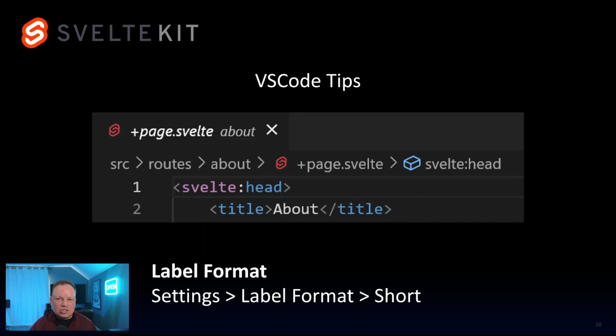The first one is changing the label format on VS Code so that you can see the directory structure and not just the page. Because you have all these plus page.svelte files, and if they're all open, you're not going to know which one's which. So by changing the setting, the label format to short, it'll show you, hey, this is the about page. And it gives you a little more detail up there.